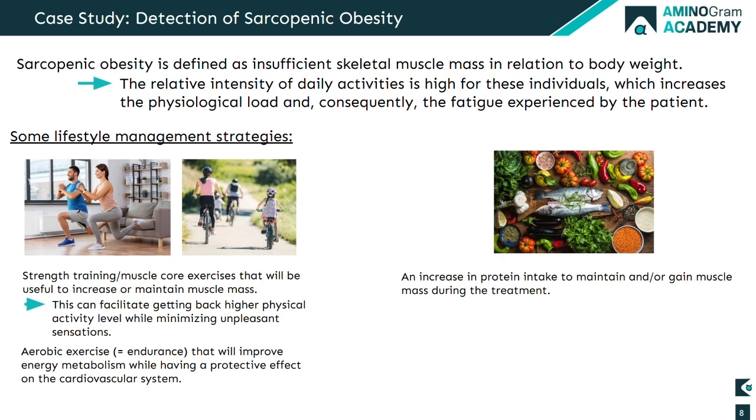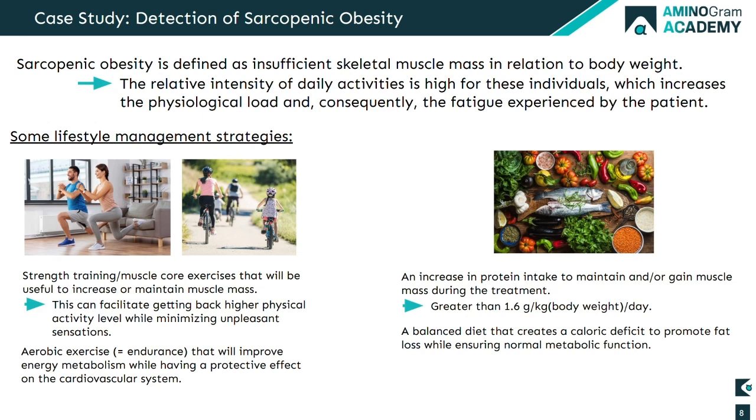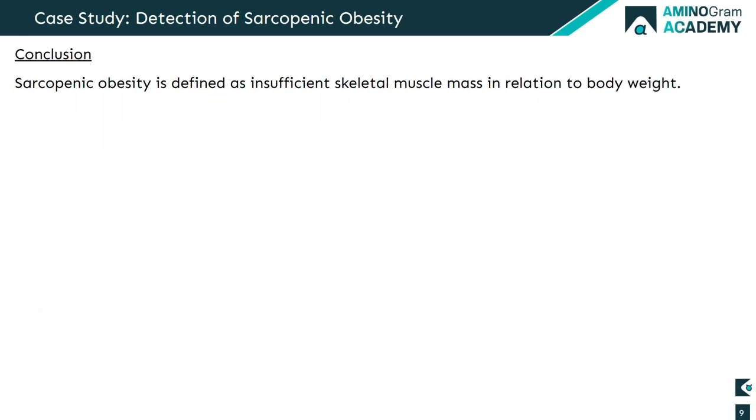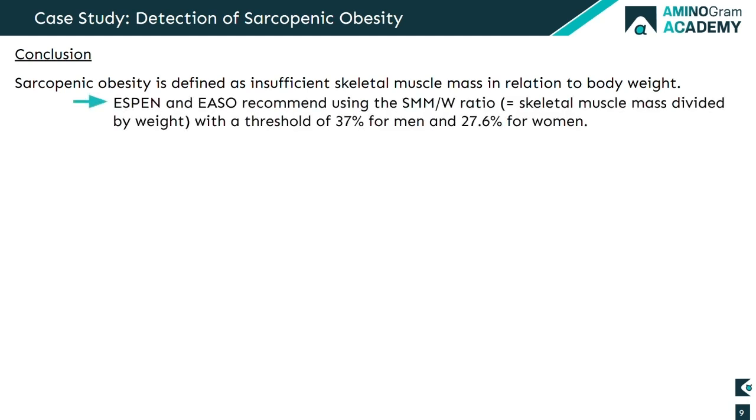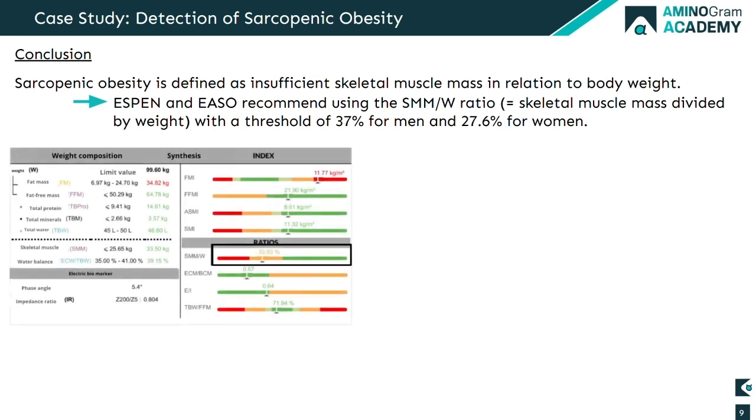allow both an improvement in energy metabolism while having a protective effect on the cardiovascular system. And it is really very interesting from an exercise perspective to combine these two methods, for example, by mixing strength training with walking, cycling, or swimming, if people feel ready to swim. It is also necessary that there is an increase in protein intake, which will allow for the maintenance and/or gain of muscle mass during the management, generally greater than 1.6 grams per kilogram of body weight per day, and a balanced diet, allowing for a caloric deficit that will lead to fat mass loss while ensuring normal metabolic function.